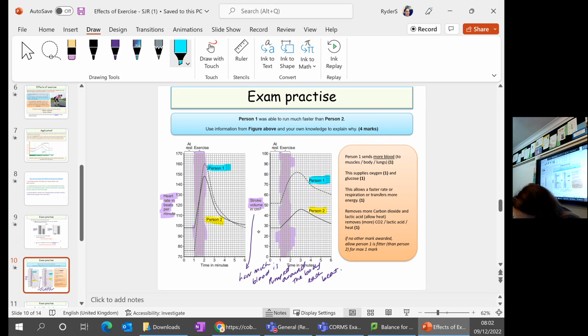And then it gradually decreases after exercise is finished. It doesn't get back to resting heart rate because we haven't got the graph that far in. But it starts to decrease much faster than person one's.